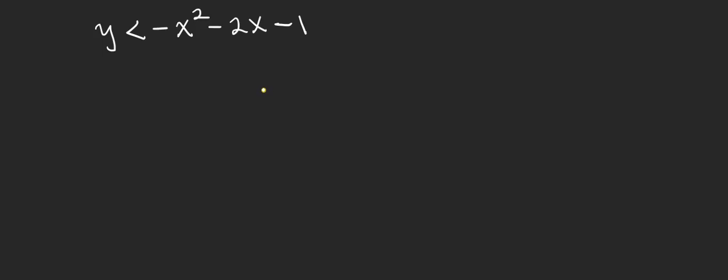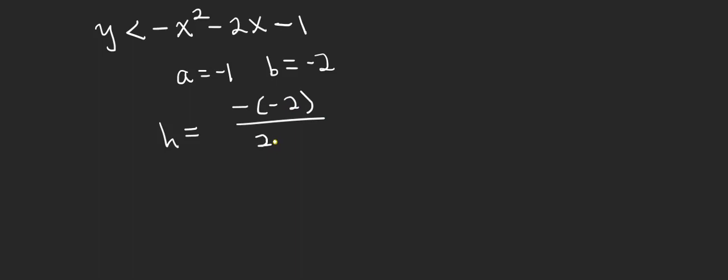So the concept is very similar to what we learned in Algebra 1. How can we sketch negative x squared minus 2x minus 1? In order to do that, we need to find the vertex. Since this is standard form, you know that a is negative 1 and b is negative 2. How do you find the vertex? Well, h will be negative b over 2a, so it's going to be 2 over negative 2, which is negative 1. That's h.